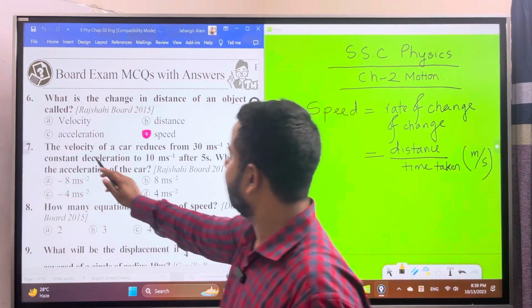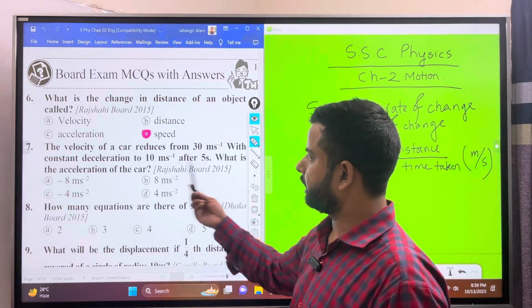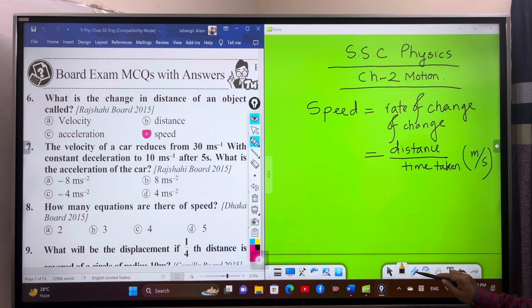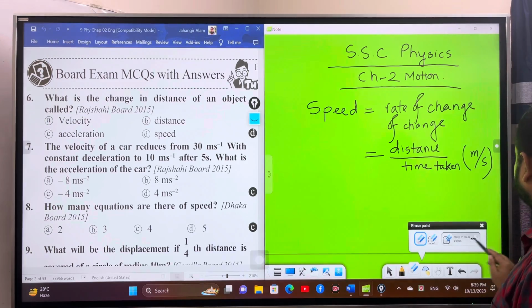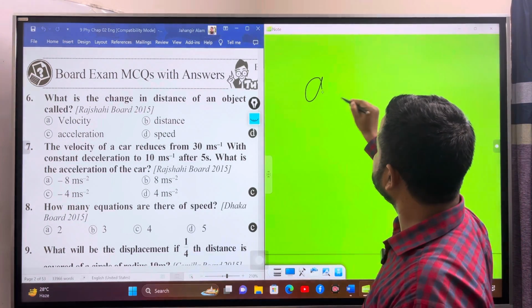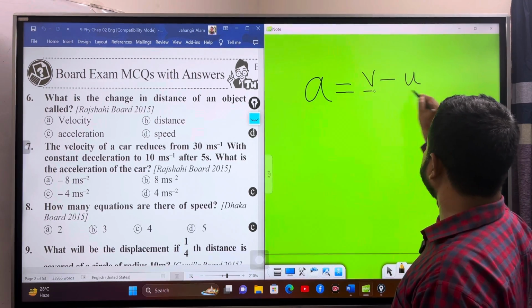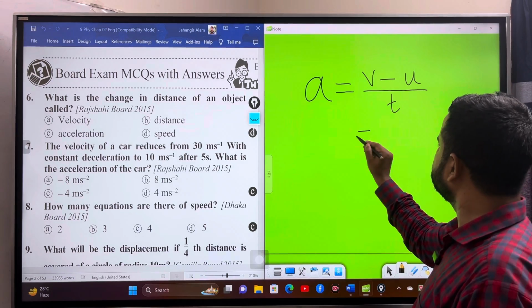The velocity of a car reduces from 30 meter per second with constant deceleration to 10 meter per second after 5 seconds. What is the acceleration of the car? We know acceleration equals final velocity minus initial velocity divided by time. V is the final velocity, U is the initial velocity, T is the time.